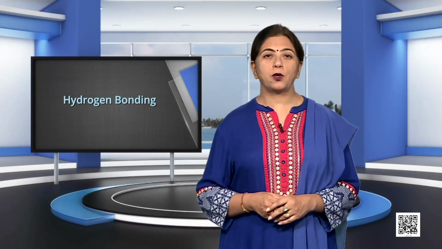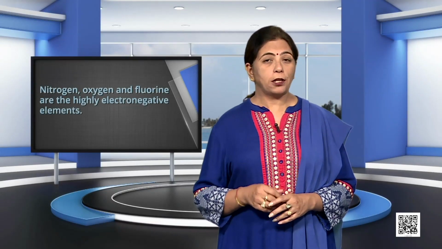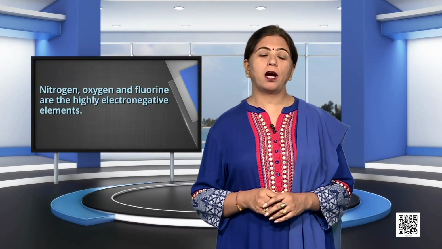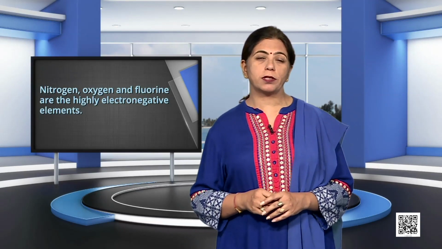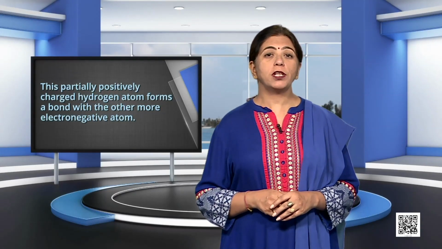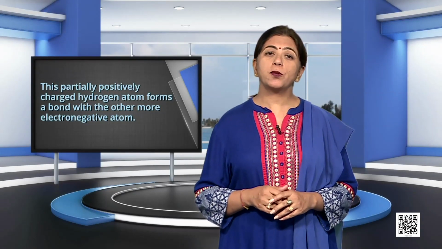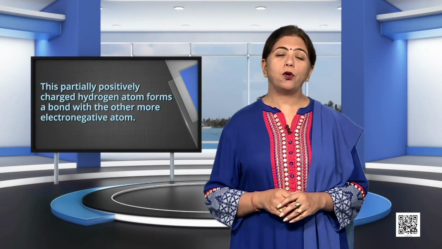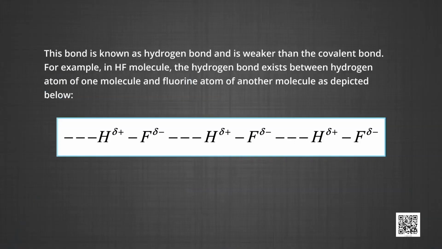Now, let us discuss hydrogen bonding. Nitrogen, oxygen and fluorine are highly electronegative elements. When they are attached to a hydrogen atom to form a covalent bond, the electrons of the covalent bond are shifted towards the more electronegative atom. This partially positively charged hydrogen atom forms a bond with the other electronegative atom. This bond is known as a hydrogen bond and is weaker than the covalent bond.